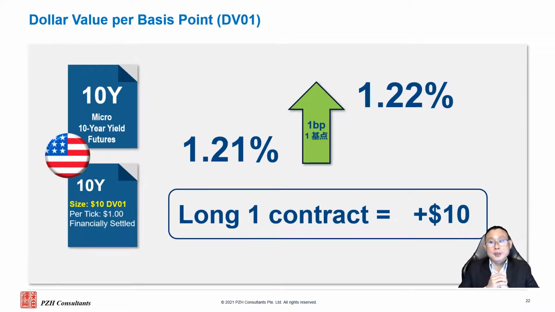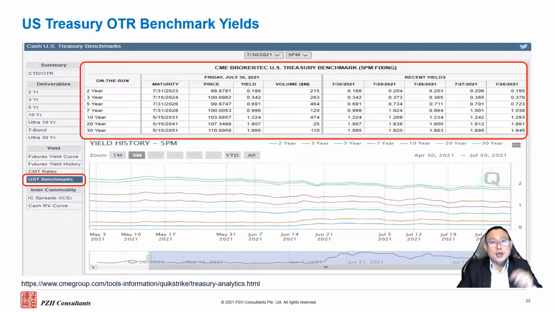So you may ask, we are trading yields. You say 2 years, 5 years, 10 years, 30 years. What exactly are these yields referring to? They are what we call the US Treasury OTR benchmark yield. What does OTR mean? OTR means on the run.